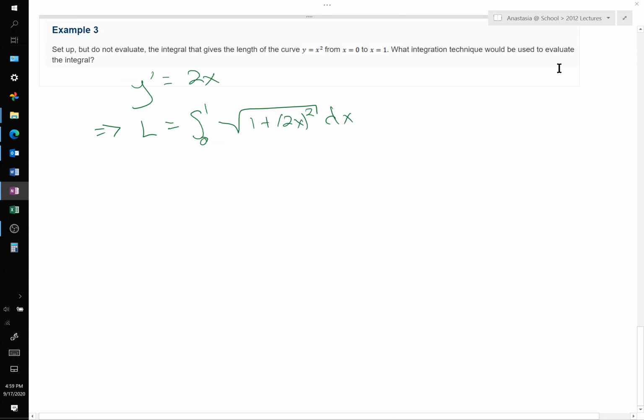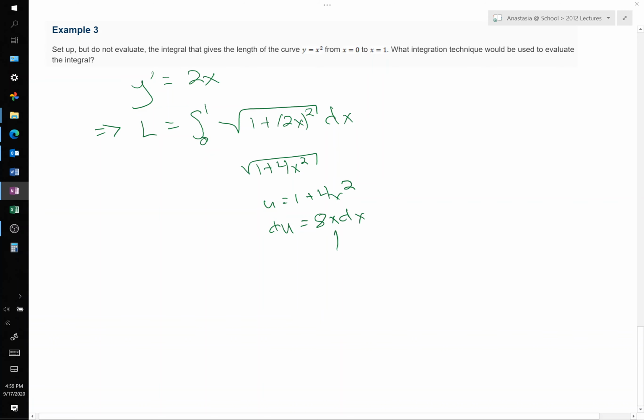Then to answer the question of what integration technique, well, we could try squaring that out. We would get 1 plus 4x squared. U substitution isn't going to work there like it did in example 1 because this is a bit too complicated. If we took u being 1 plus 4x squared, du is going to be 8x dx, and that x gives us an issue.